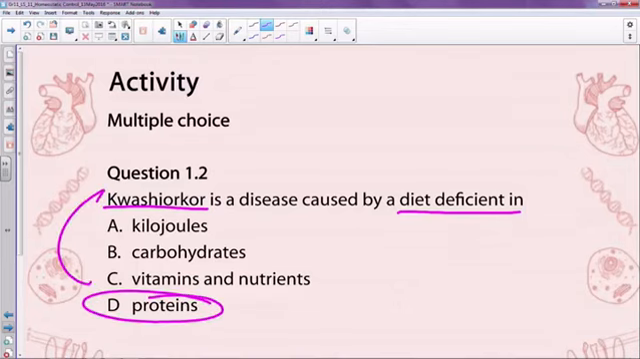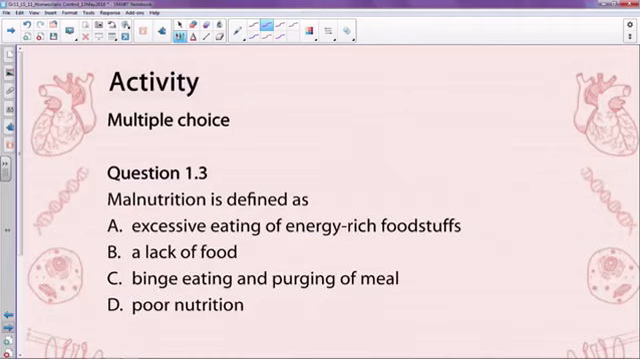We know that kwashiorkor is a disease that is associated with a diet that's deficient in proteins. So diets in which there's a high carbohydrate intake but lacking proteins. And I'm sure you've seen these images in your textbooks.